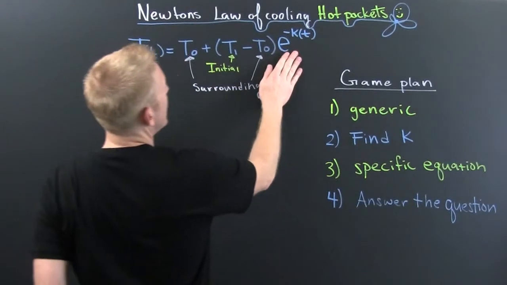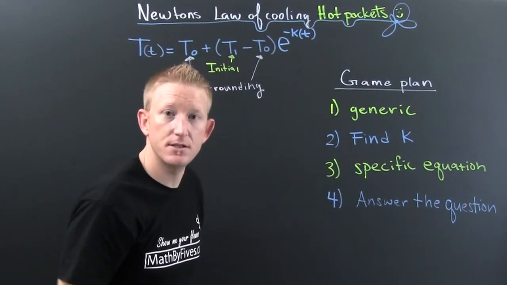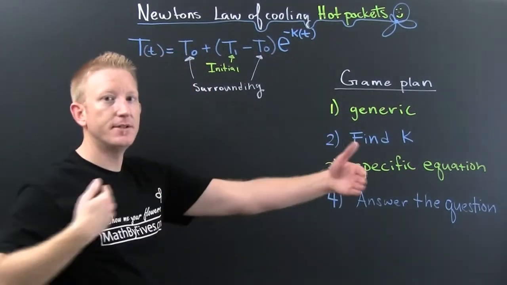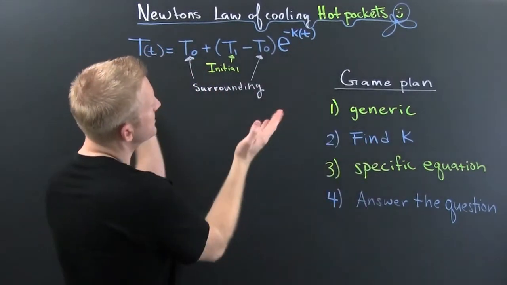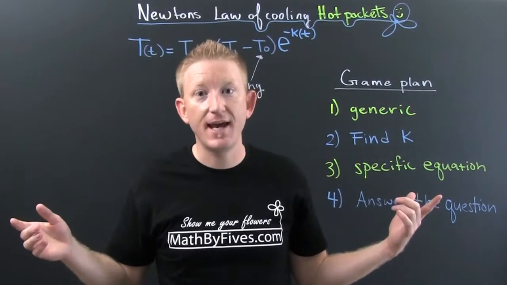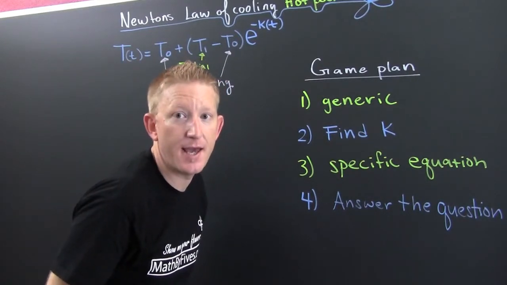Okay, and then we have e to the minus kt, where k is a constant to be determined, times t, which was your time, the time that this model progresses. You're making an exponential model. And in order to do this, we have a game plan. This is the game plan.